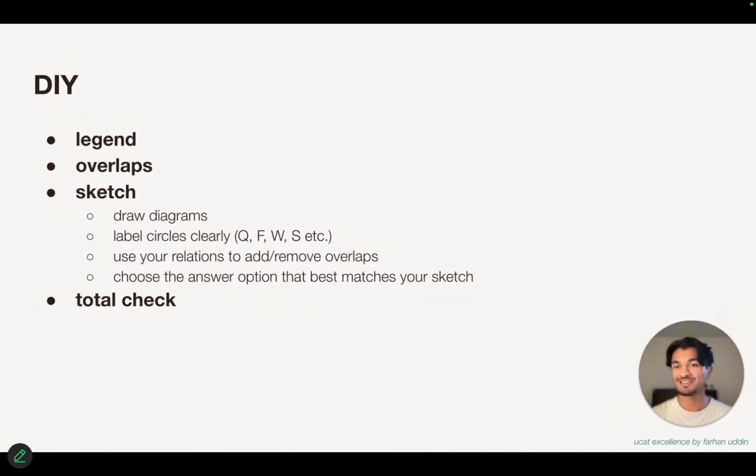And then the next step is sketch. This is where you draw diagrams. So you notice how in the which one fits, I said probably not. You don't want to draw them because you'd rather just see which one fits the numbers the best. For this one, I found you can't really do that. So you have to draw them out and then see which of the options matches what you've just drawn. So draw your diagrams, label them clearly using letters. Use your relations that you've just thought about with the overlaps to add or remove overlaps, and then choose the answer option that best matches your sketch.